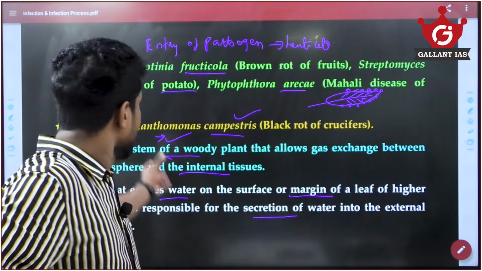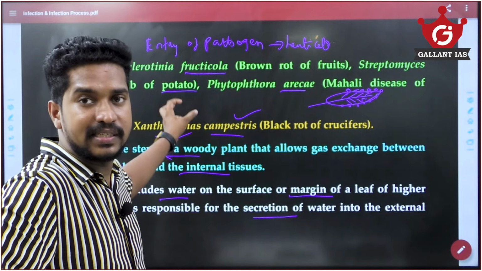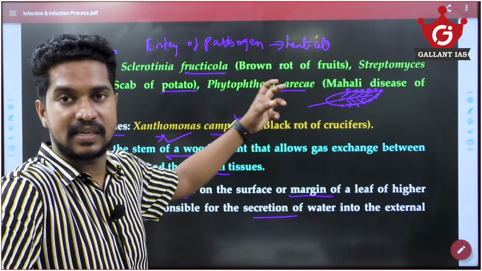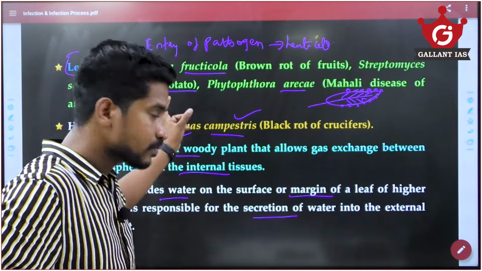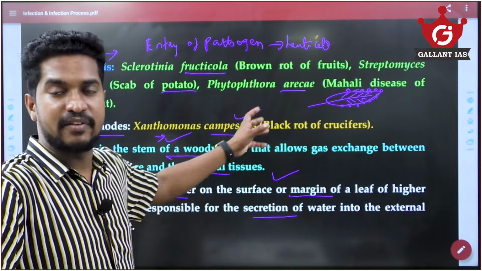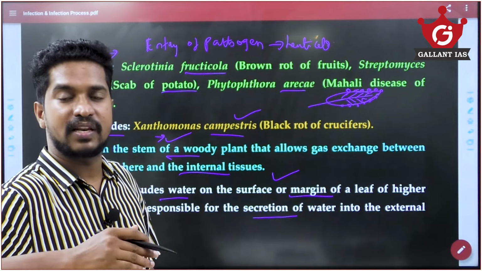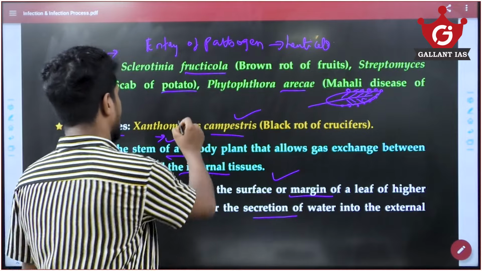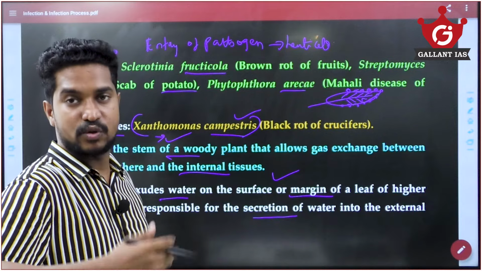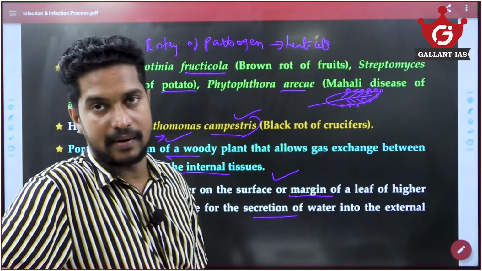So hydathodes are natural pores in higher plants, or angiospermic plants. These hydathodes are natural openings present on the surface or leaf margin of higher plants. Through these pores present on the leaf margins, the pathogen Xanthomonas campestris enters and causes disease on that particular plant.